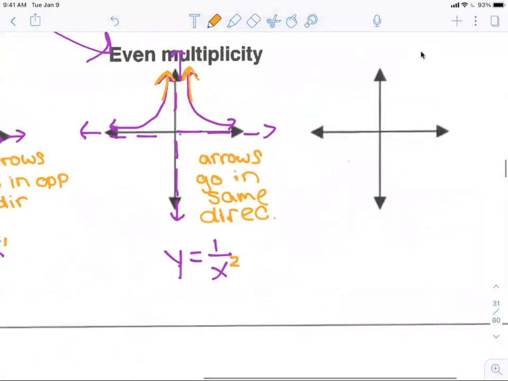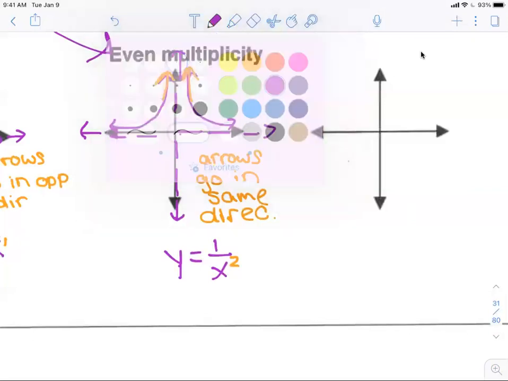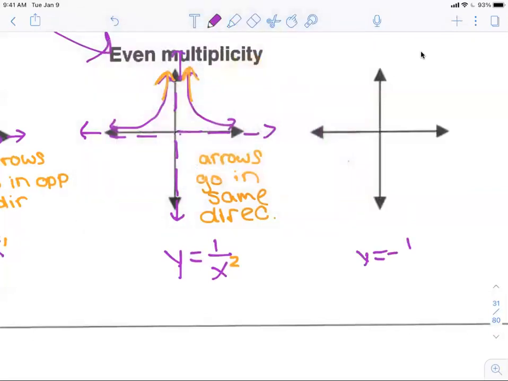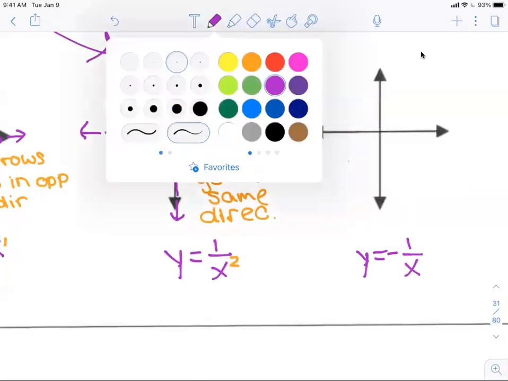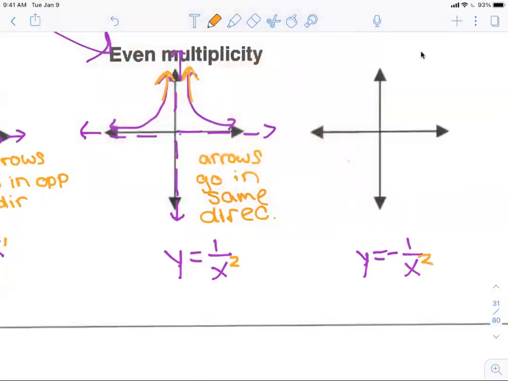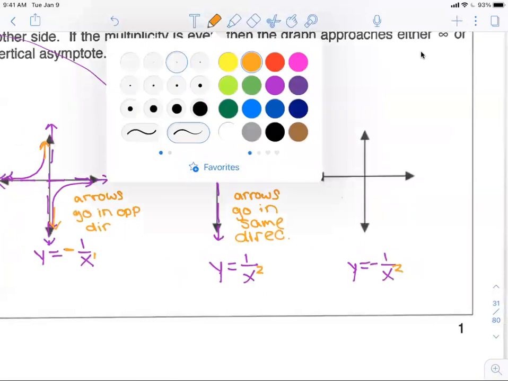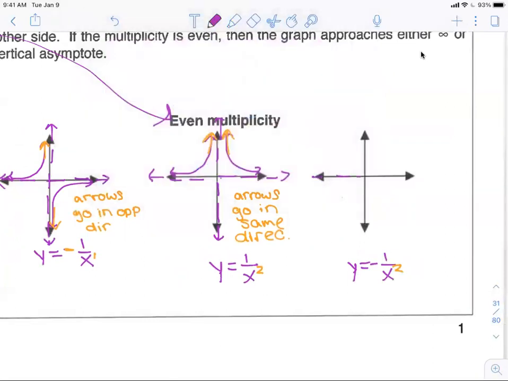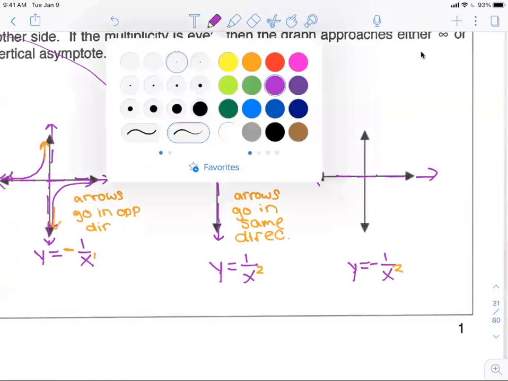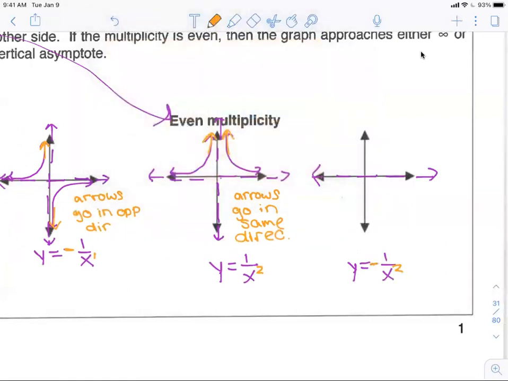Now, it's the same thing if it's y equals negative 1 over x squared. And again, because it's squared, we're going to have an even exponent there. So when we graph it, first it's reflected because of the negative sign out in the front. So they're not going to be going up. They're now going to be going down. So they look like this. You still have your asymptotes, but because it's an even exponent, notice that at this vertical asymptote, the arrows are going down. They're going towards each other. That's the important thing.